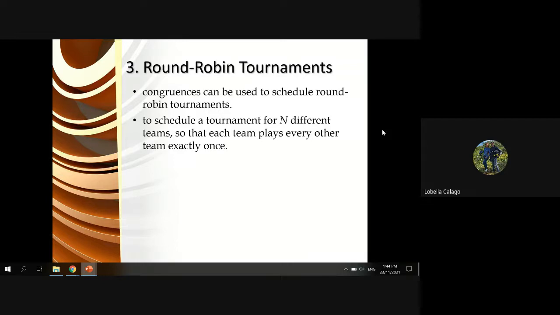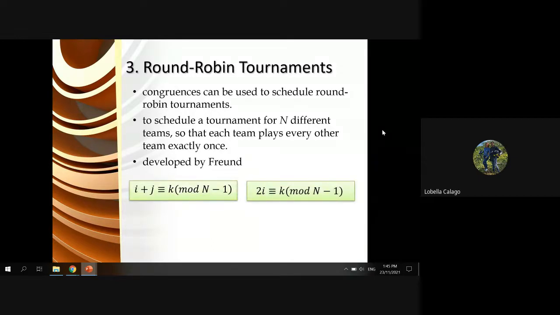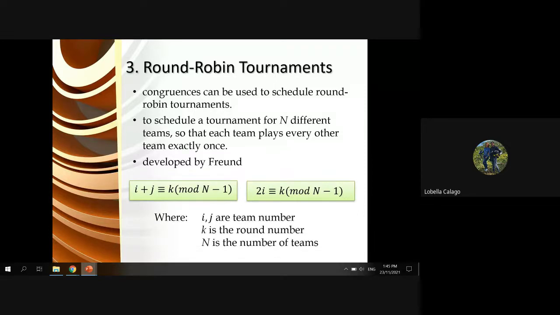So kung yung game mo is to compete each and every one, therefore, round robin tournament is the best process that you can use. This will create a schedule for the different teams. This was developed by Freud. So ito yung formula, no? Where i, j are team numbers, k is the round number, and n is the number of teams.